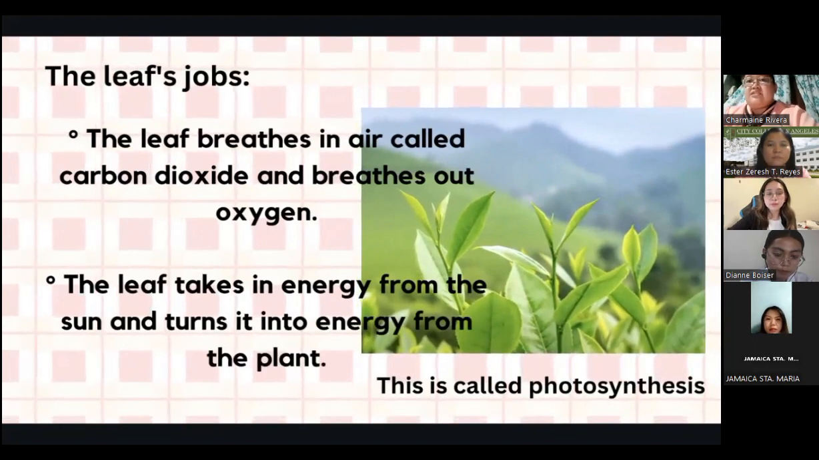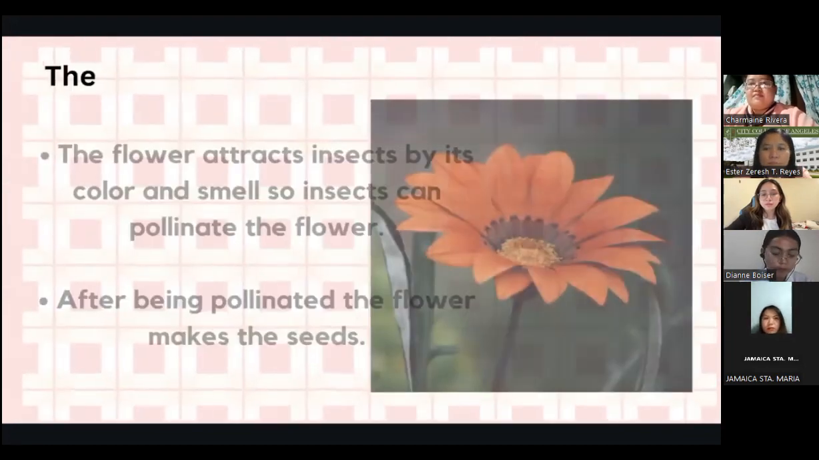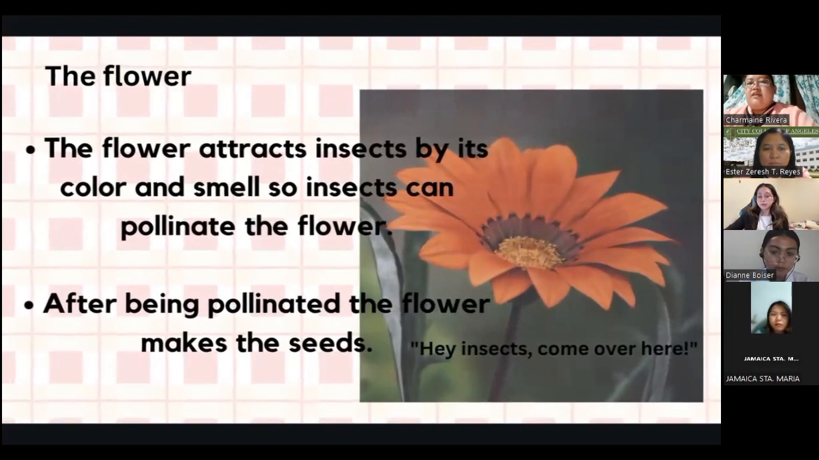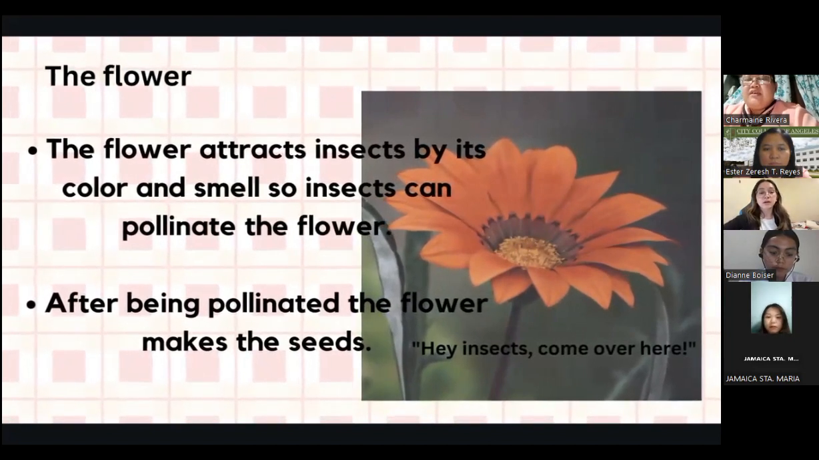Next one is the leaf's job. The leaf breathes in air called carbon dioxide and breathes out oxygen. The leaf takes in energy from the sun and turns it into energy for the plant. And this is called what? Photosynthesis. And the last one is the flower. The flower attracts insects by the color and smell, so insects can pollinate the flower. And then after that, being pollinated, the flower makes the seeds.